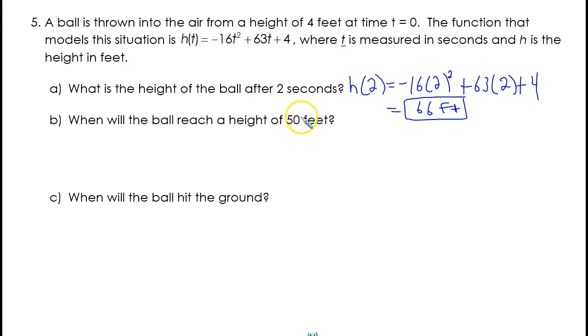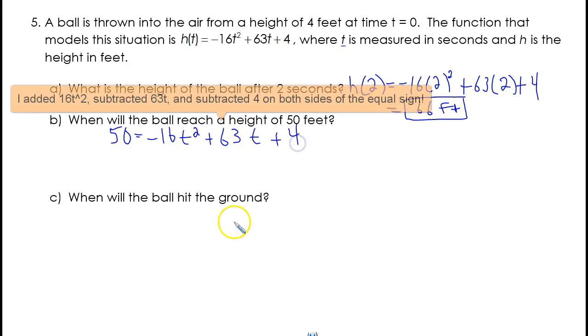Well, this is asking a different question. So we're using the same function, but this time instead of being given the time, we're given the height. So it says after 50 feet, that's h of t. What's going to be the time? Well, this one, we're not going to be able to just plug and chug. Instead, we're going to have to solve this quadratic.